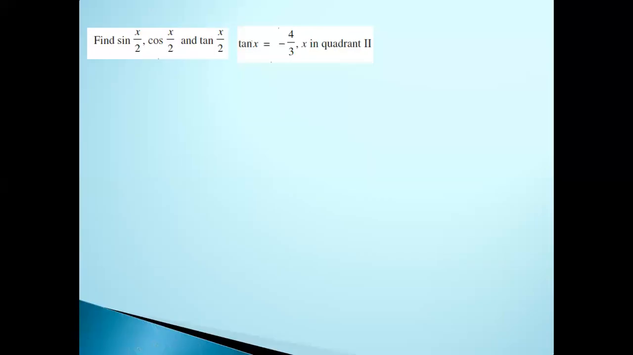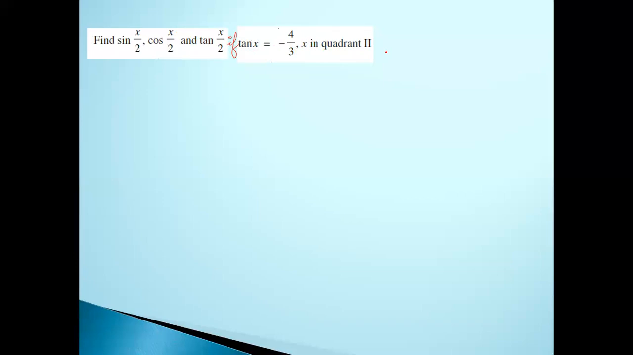Hello everyone. Today I will tell you how to find out the value of half angle. For example, find sin x/2, cos x/2 and tan x/2 if tan x equals minus 4 upon 3 is given to us, where x belongs to the second quadrant. So let's do it.